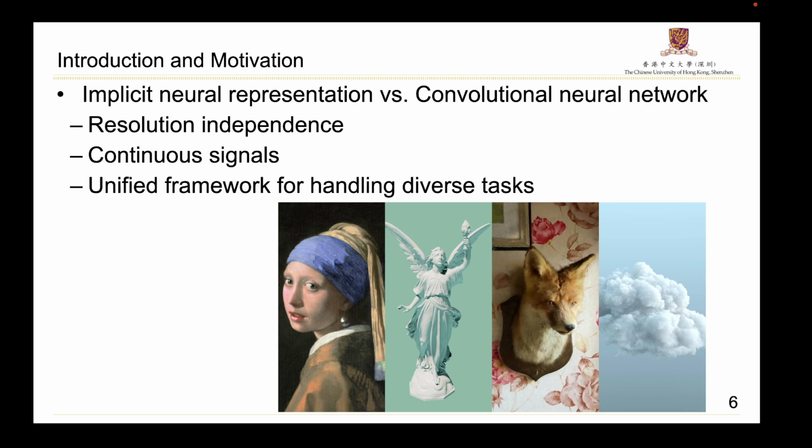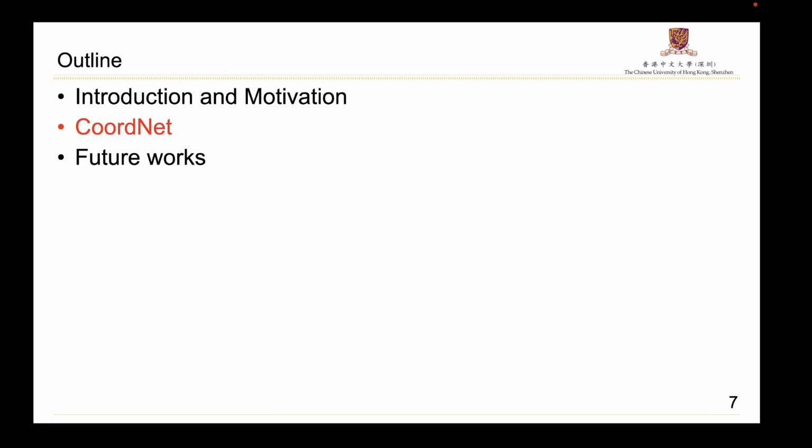And the third one is that it is a unified framework to help us handle diverse tasks. In computer vision and computer graphics, researchers use this kind of implicit neural representation framework to process image reconstruction, mesh reconstruction, and field synthesis tasks. Next, I will talk about the details of our proposed solution.